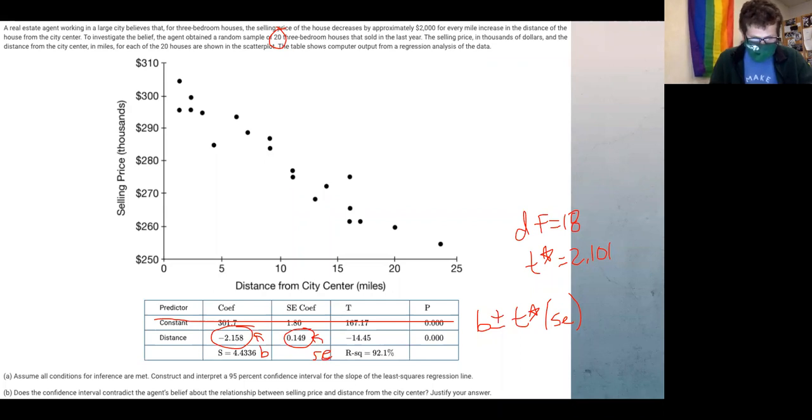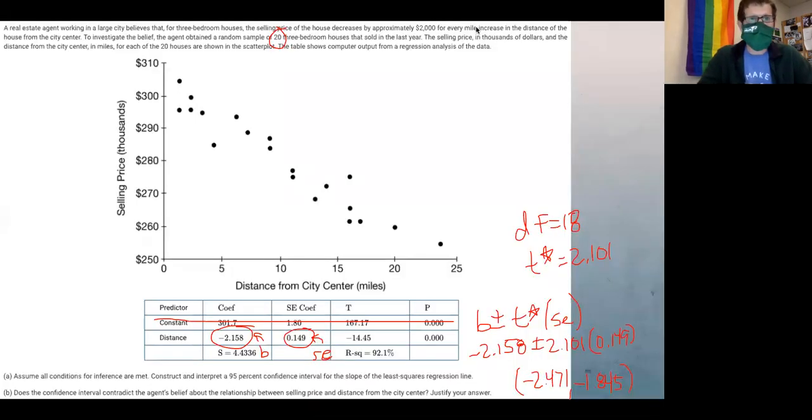Well, actually, I remember this question. So let's go ahead and do this real quick. Let's come up with our confidence. I think we need to know that in order to answer part B better. So it's going to be negative 2.158 plus or minus 2.101 times 0.149. All right, I'll pause the recording and we'll just come up with that confidence interval real quick.